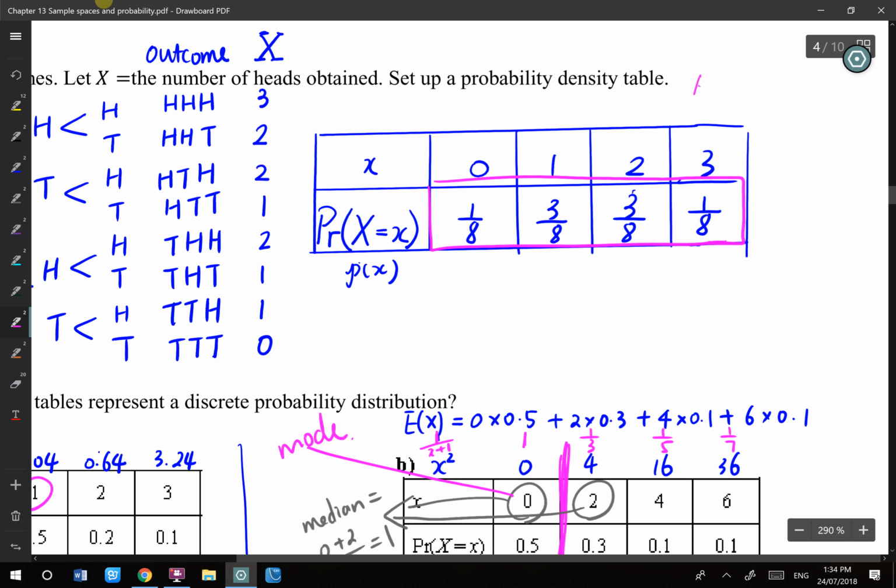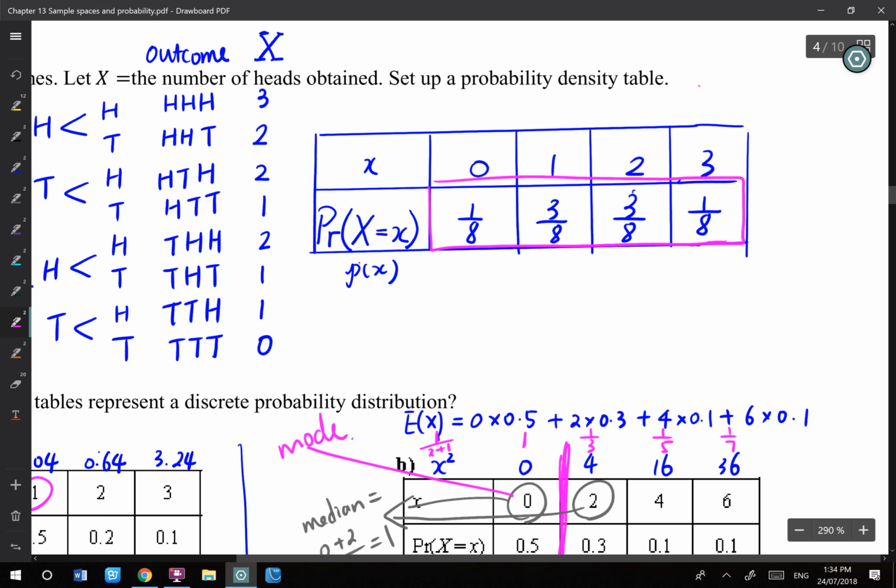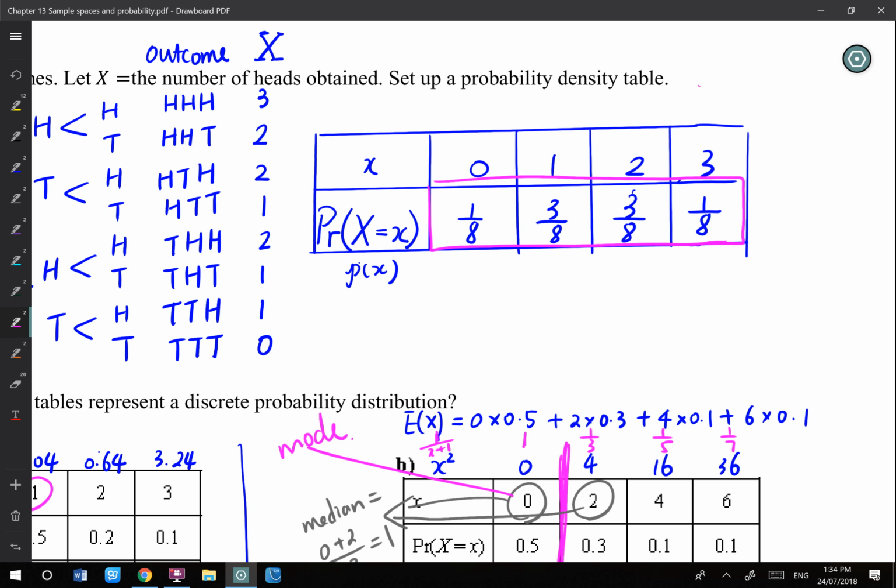Do we have restrictions for the first row? No. No restrictions for the first row. The first row can take whatever you want. For the second row, you need each individual probability in between 0 to 1, and adding all of the probabilities, you should have 1.